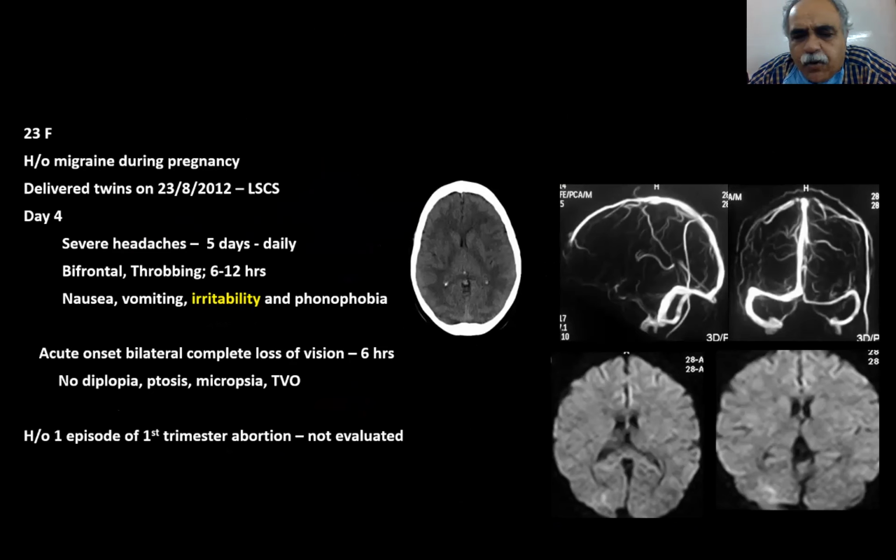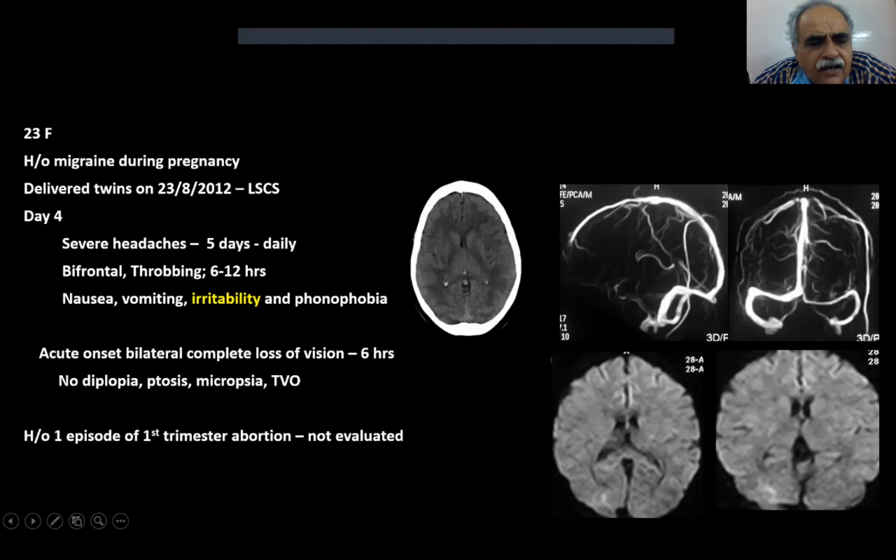Postpartum visual loss is a very important entity that you and me talk of. This is a 23-year-old female. This is the last slide, who delivered twins, right? And then what happened on the 4th day after, she had severe headaches, which are bifrontal throbbing, and she had nausea, vomiting, irritability, and phonophotophobia. What is important is, on the 4th day after delivering twins, she went blind, completely blind.